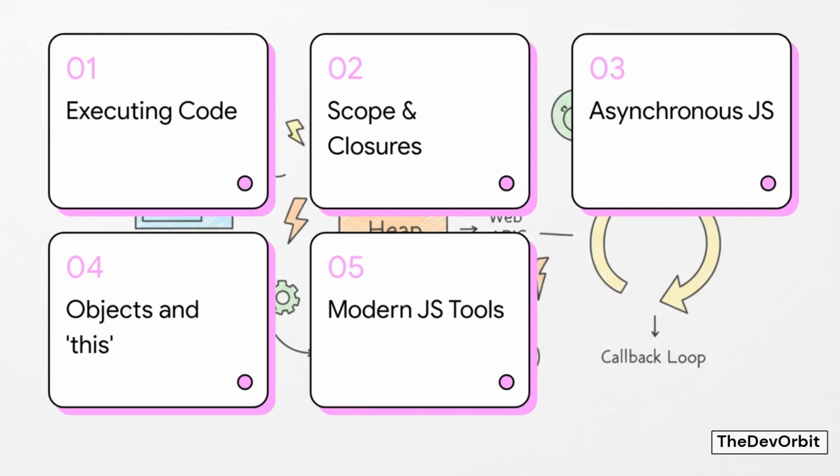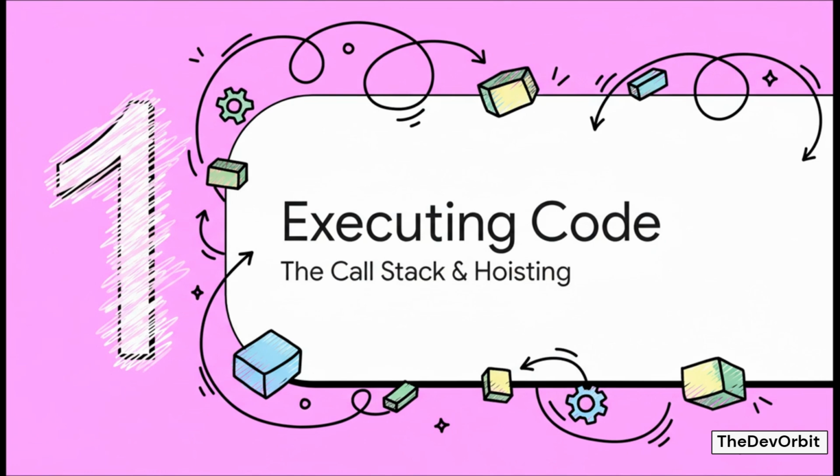All right, so here's the game plan. We're going to build this up layer by layer. We'll start with how code even executes, then we'll dive into the mysteries of scope, master asynchronous JavaScript, tackle that tricky this keyword, and then wrap up with some really cool modern power tools. Okay, first up, how does JavaScript actually execute code?